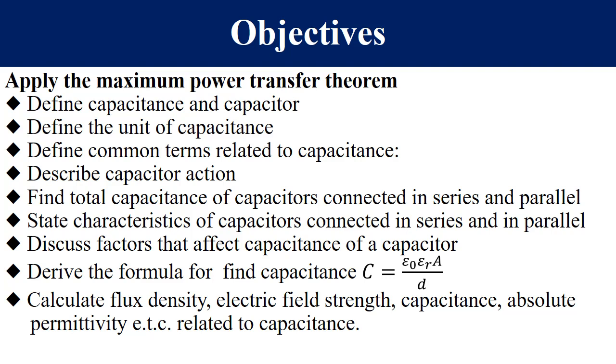Then capacitance is affected by many factors. You must also be able to state and describe those factors. Then the formula for finding capacitance: C is equal to epsilon naught epsilon r A, where A is the area, divided by the distance between the plates, D. You must be able to use it to calculate any of those parameters given some.